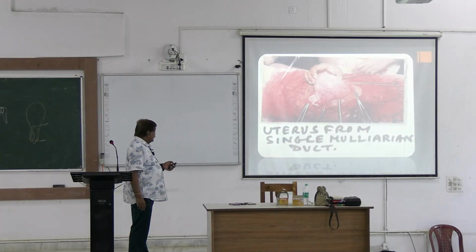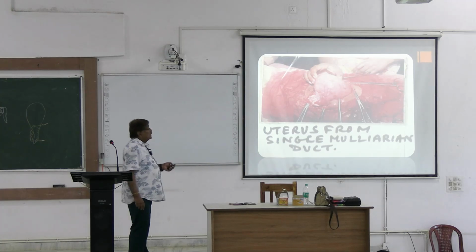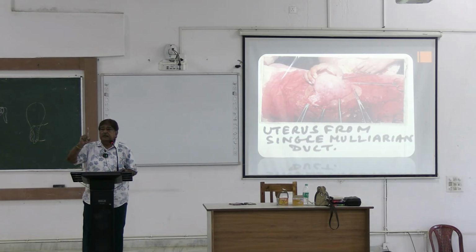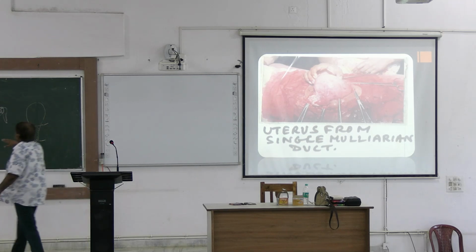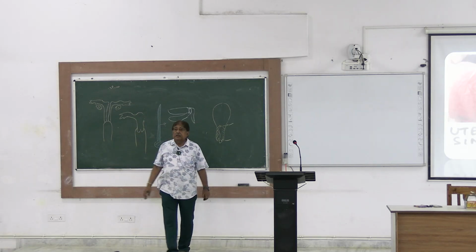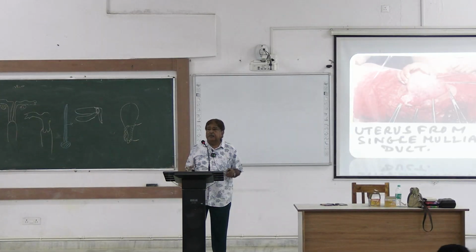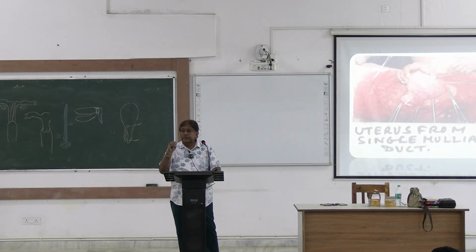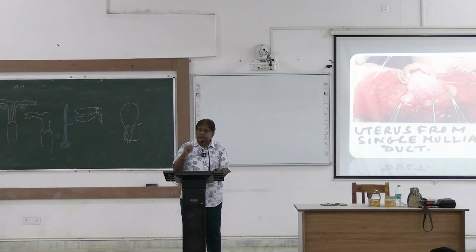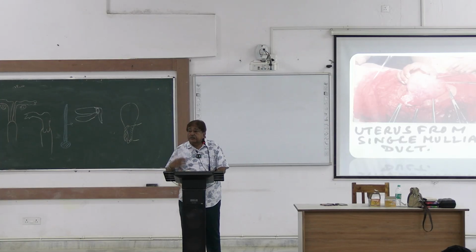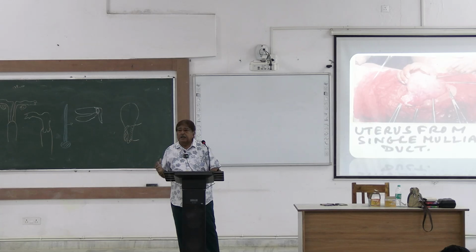Now see, a uterus from a single Mullerian duct. There was no ultrasound, but there was a full-grown baby. With a stethoscope we heard the fetal heartbeat, and she came with dribbling and labor pain. Then we did an emergency cesarean section.